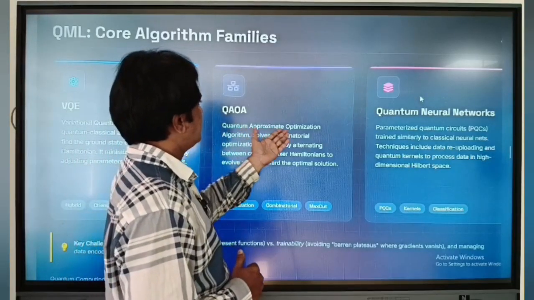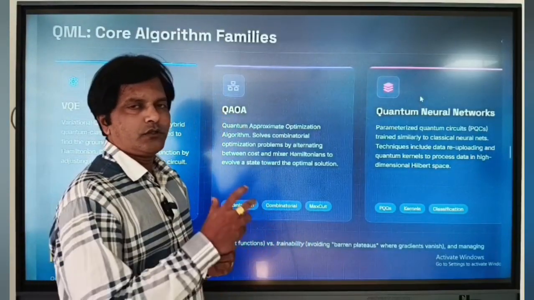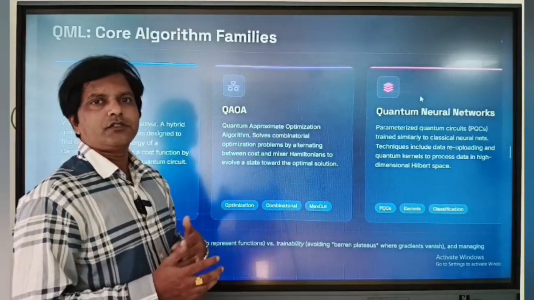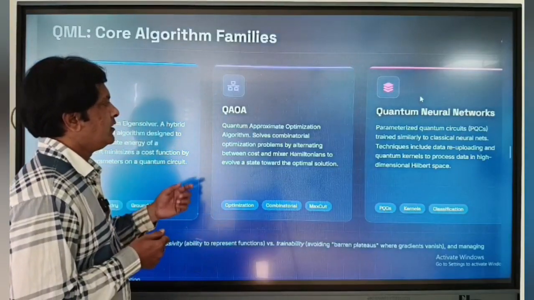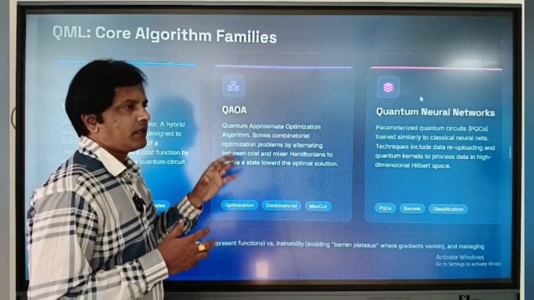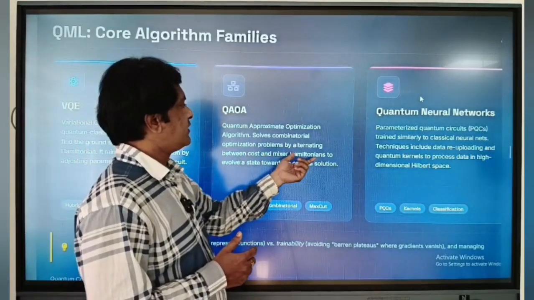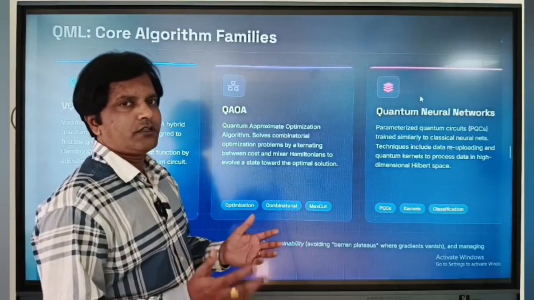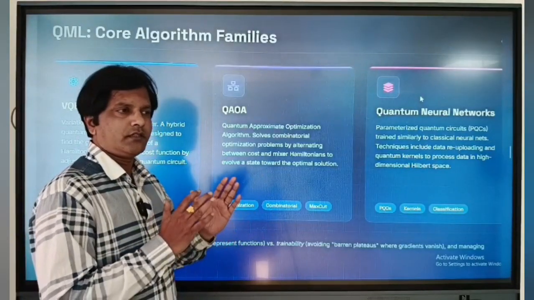Next one, the quantum approximate optimization algorithm. Optimization is considering the solution and its optimal value, not the exact value. Combinatorial means a set of combinations of solutions. From the combination of solutions, a set of solutions, we need to pick the optimum one. So how does this QAOA algorithm work? By alternating between cost and mixed Hamiltonians, it adjusts itself between the cost function and the mixed Hamiltonian. There is a large set of Hamiltonians, that means operators for different systems, and they produce many solutions, a combination of solutions. So we need to find an optimal solution from that set of solutions.